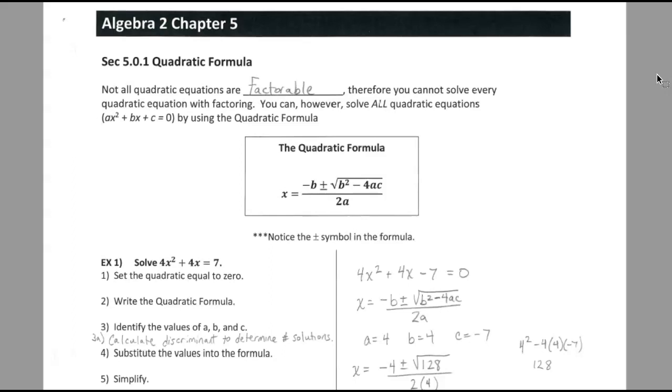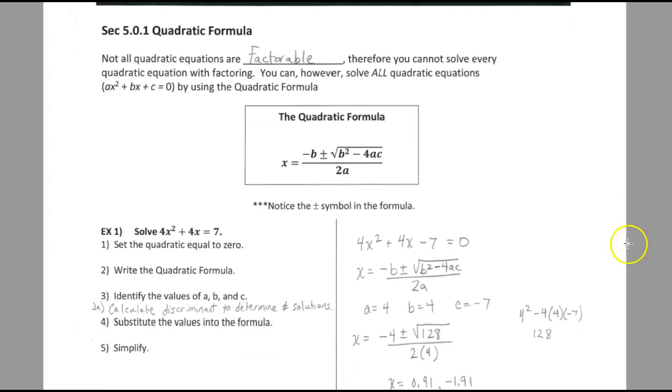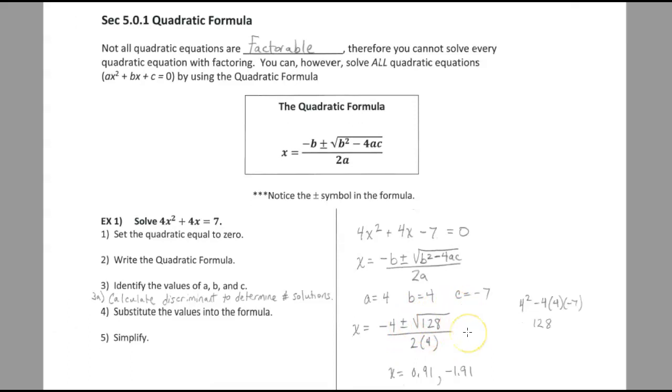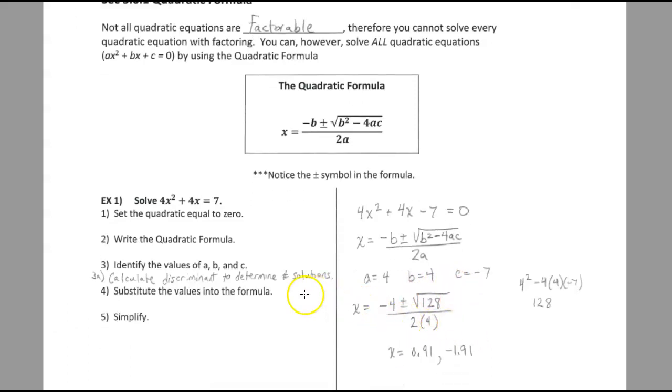So for this one, if I solve b squared minus 4ac, I did that off to the right in the margin, it came out to 128. That tells me that there's two answers to this problem. And so I'll insert that 128 into the square root and use that to solve. So the final thing after I've substituted those values is to simplify it. If it tells us to use simplest radical form, we'll do that. But if it doesn't, then most of the time we're going to want a decimal version of it.